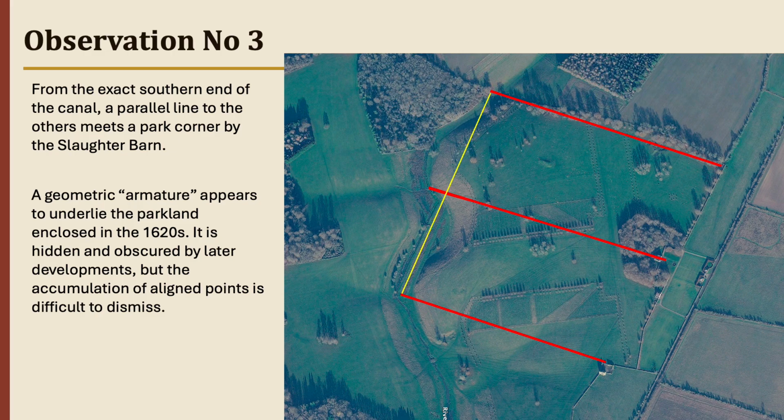Now, if I take another parallel line, a red line, from the bottom end of that canal-like lake, it leads to a prominent corner of the parkland at Slaughter Barn. So what we have here, perhaps, is what I'm calling an armature, which is a layout of the parkland from the 1620s, where the instinct of the landscape designers was to make things geometric. It would be surprising if the grandstand didn't line up with anything, and it doesn't.